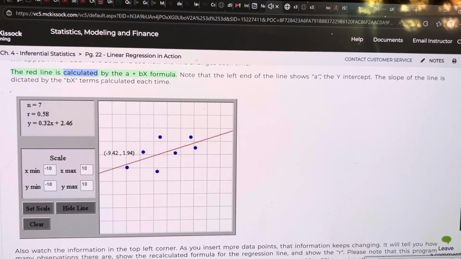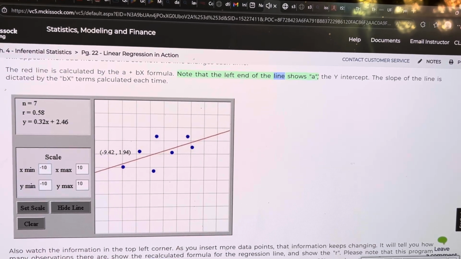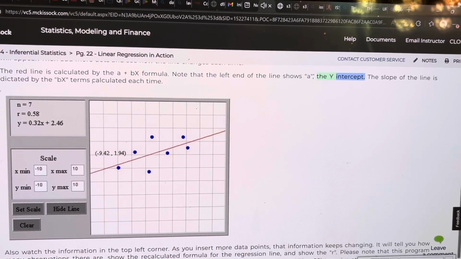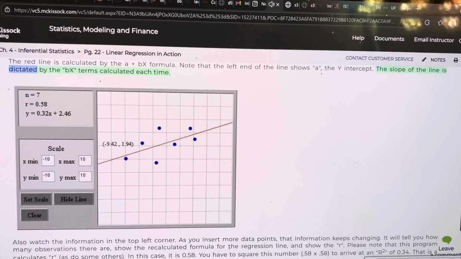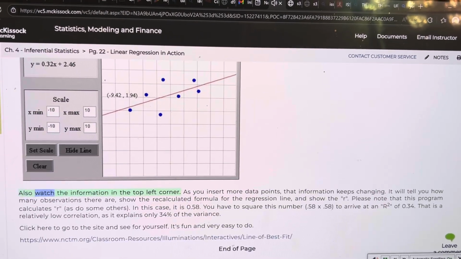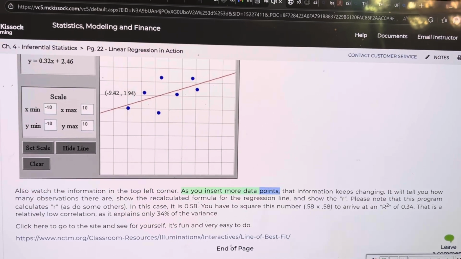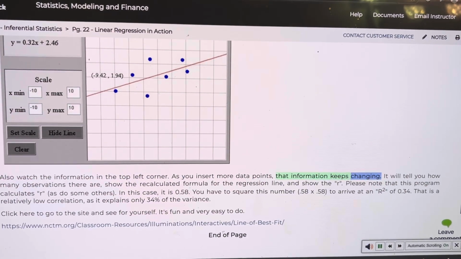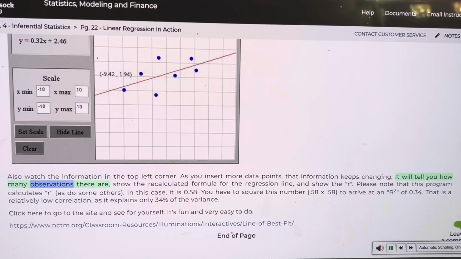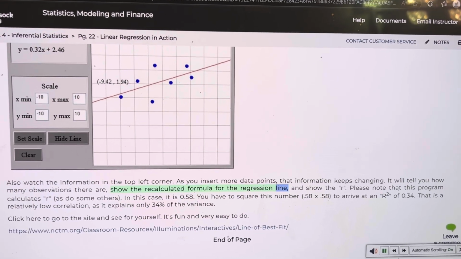The red line is calculated by the a plus bx formula. Note that the left end of the line shows the y-intercept. The slope of the line is dictated by the bx terms calculated each time. Also watch the information in the top left corner. As you insert more data points, that information keeps changing. It will tell you how many observations there are, show the recalculated formula for the regression line, and show the R.